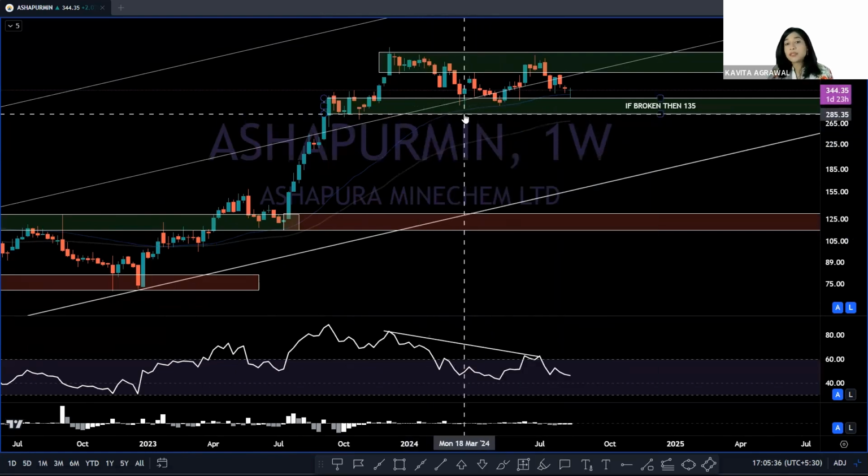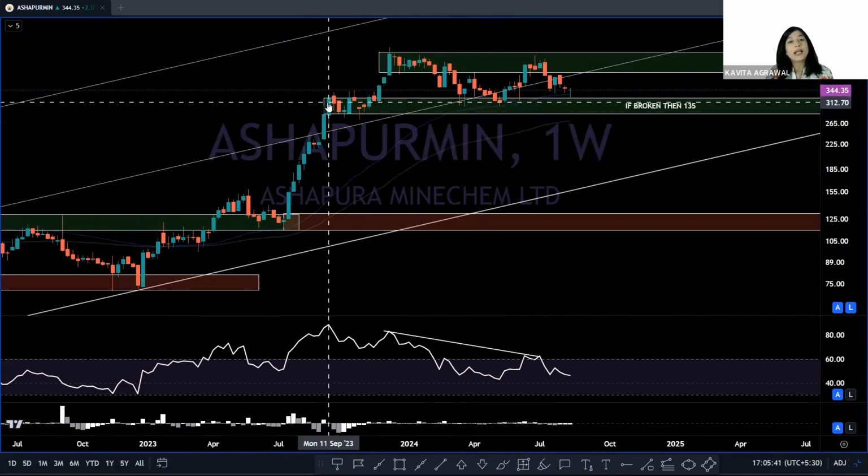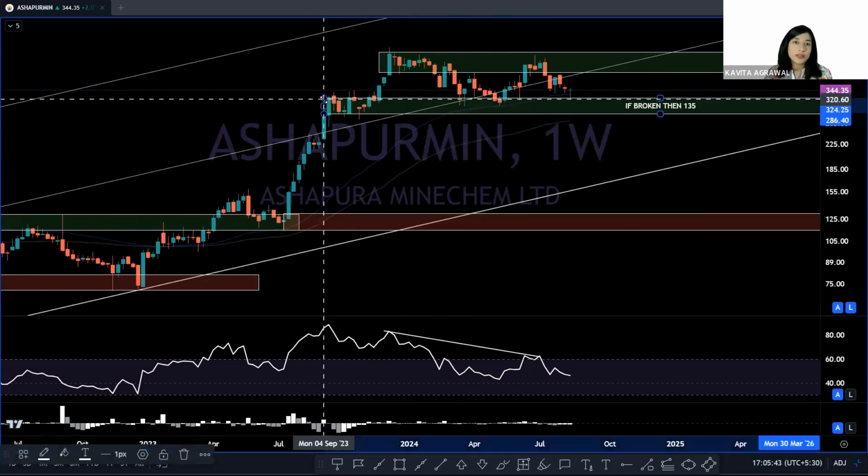So this becomes potentially a very good entry. And this is what I like to pay attention to. And that is why I have marked it using this rectangle. Now, this rectangle, you will notice, has a white outline and a green filling.